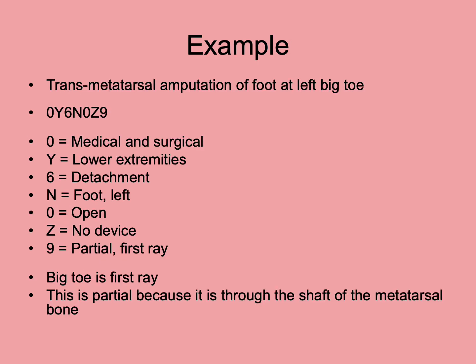Okay, here's an example. Transmetatarsal amputation of foot at left big toe, 0Y6, and 0Z9. So these we all know, it's all the same. So left foot, left, partial first ray. The only one you have to even think about is that last qualifier digit. Big toe is the first ray. It's partial because it's through the shaft of the metatarsal bone.